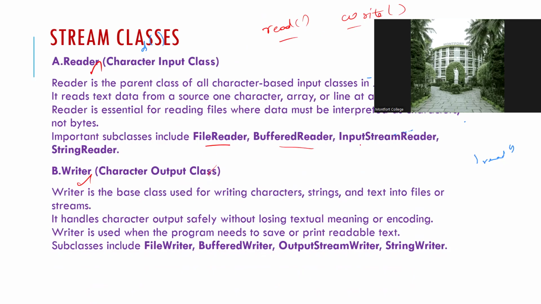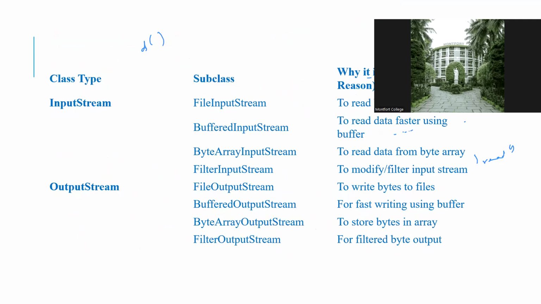File reader, buffer reader, input stream reader, string reader. These are the important subclasses. Next, for writer: file writer, buffer writer, output stream writer, and string writer. See, students, the first 10 slides will be completely theory. Once we see the program, you will come to know which class we are using for which one. So I have the program here, I will show you.